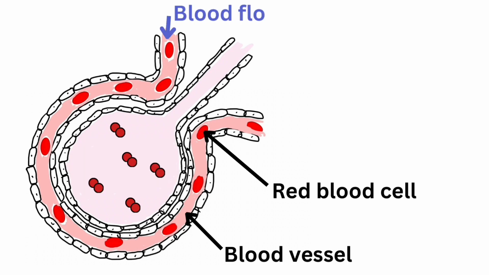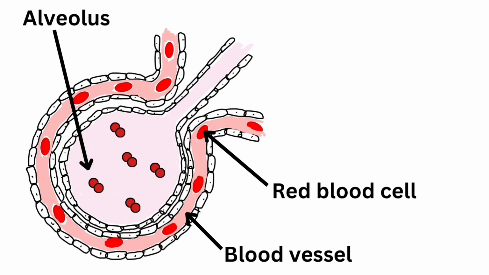If you look at the top of the picture, you can see I've drawn an arrow to show the blood is coming into the blood vessel and going around the alveolus. So the blood flows in at the top. And because the blood is moving, the red blood cells flow around the alveolus, a bit like the one shown in this picture. So the oxygen is inside the alveolus and the red blood cells are inside the blood vessel and they're moving around it.